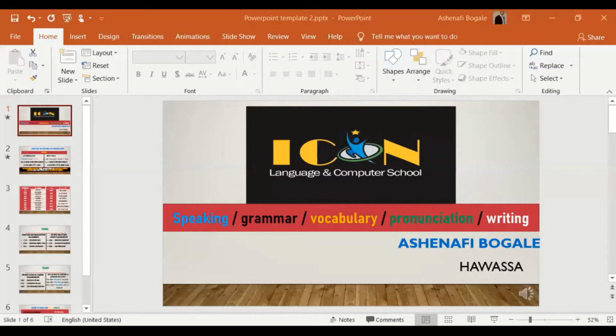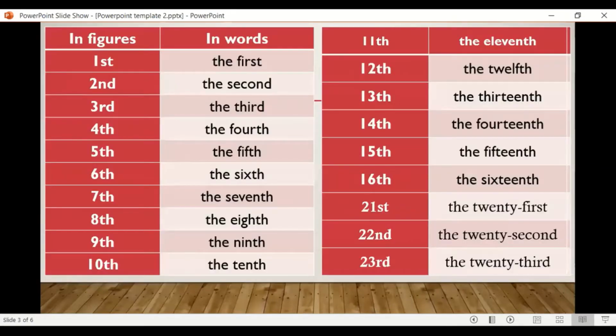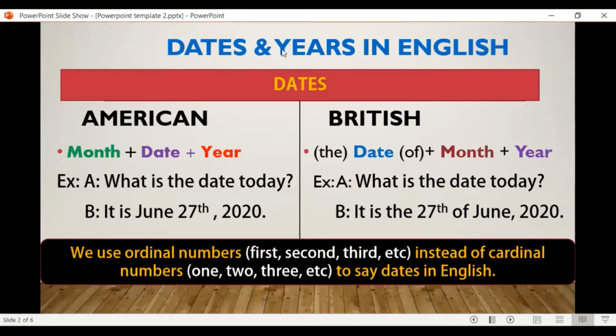Great. So here you can see my slide, and I think I should make it in presenter's view. Thank you. So like I told you, here is my slide and dates and years in English. This is my topic. So when we talk of dates and years in English, now we could see American and British way of saying dates and years in English.